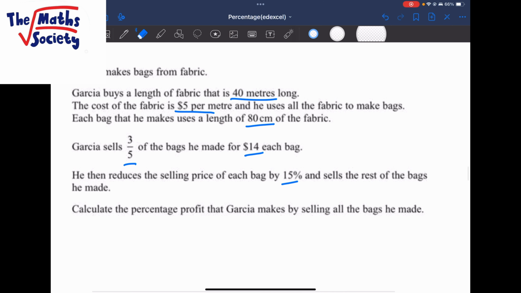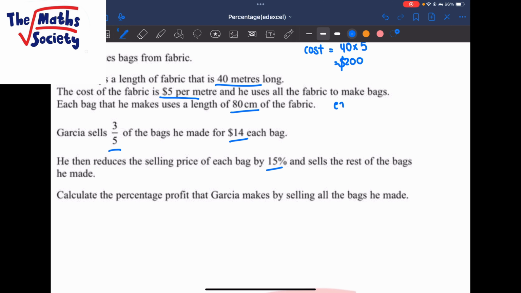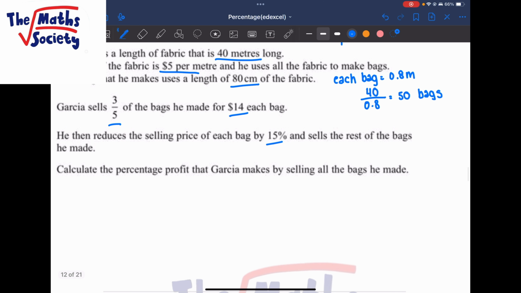So first of all, we want to find the cost of the length of the fabric. So that would be 40 multiply 5, right? That will be $200. That's the fabric cost. And then it says that each bag needs 80 centimeters, so that's 0.8 meter. And 40 meters divided by 0.8, we will get 50 bags. So that's the amount of bags he can make. And we know that 1 meter equals $5, so 0.8 meter is also $4 for each.